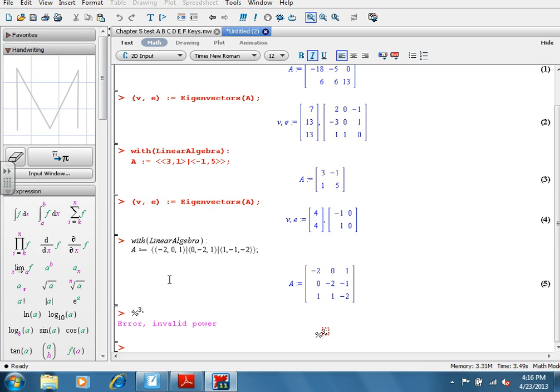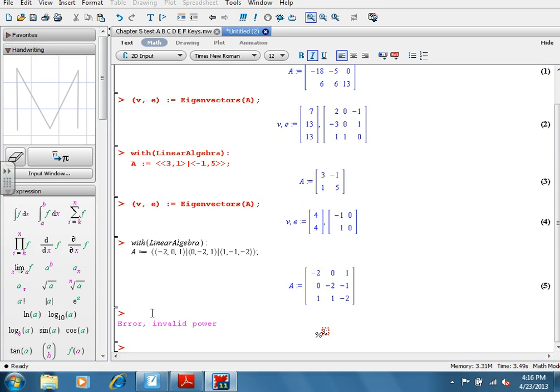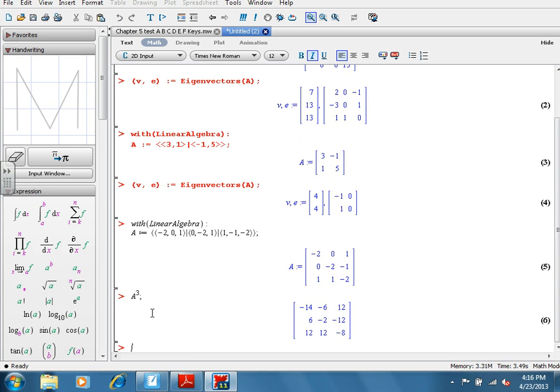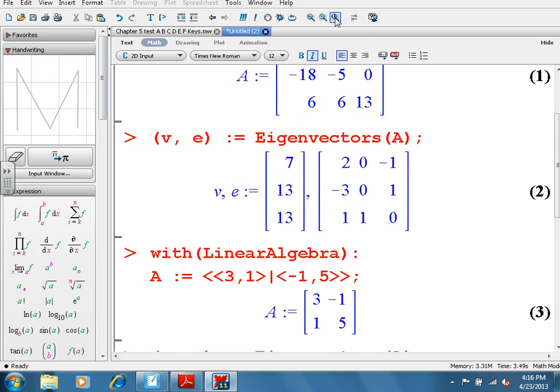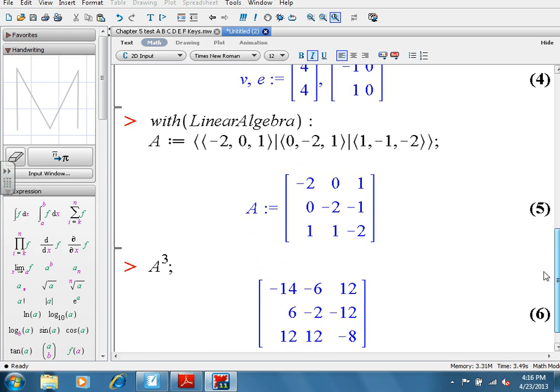Thank you very much, Maple, for your kind consideration. A cubed. Well, that was marvelous. That was much better than I was going to do it. The only thing I was going to do is get it wrong.